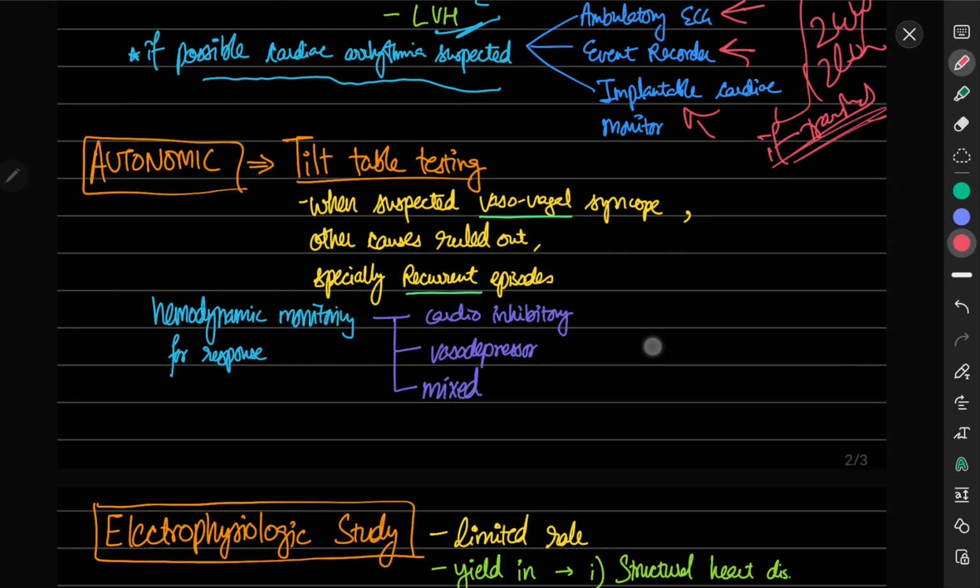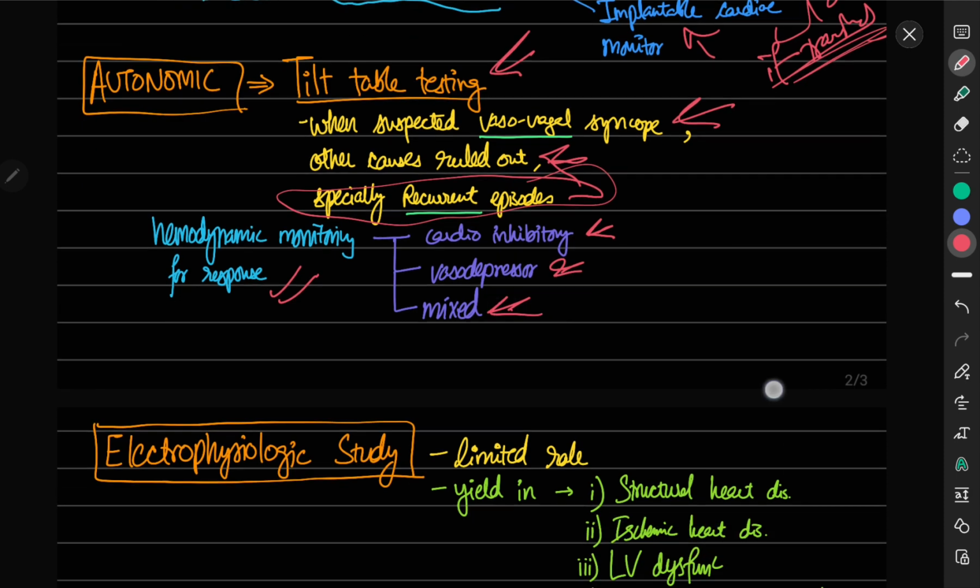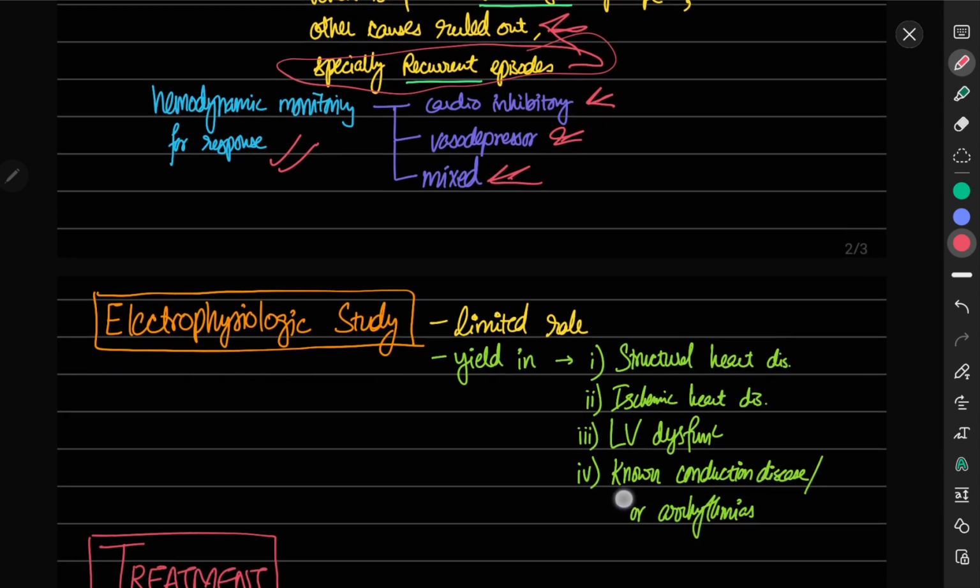Second, we can go for autonomic testing. The gold standard for that is tilt table testing. We do it whenever we are suspecting a vasovagal syncope after ruling out other causes, and this is done especially if we are having recurrent autonomic kind of syncopes. It is important that while we are doing autonomic testing, we do hemodynamic monitoring for cardioinhibitory, vasodepressor, and mixed kind of responses that can occur at the time.